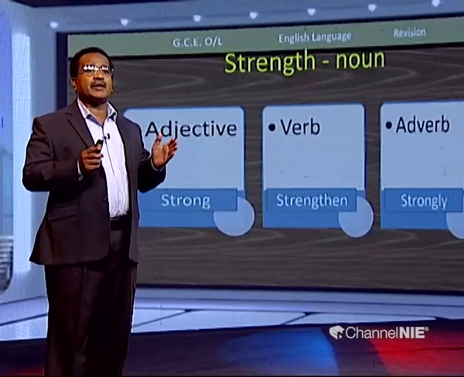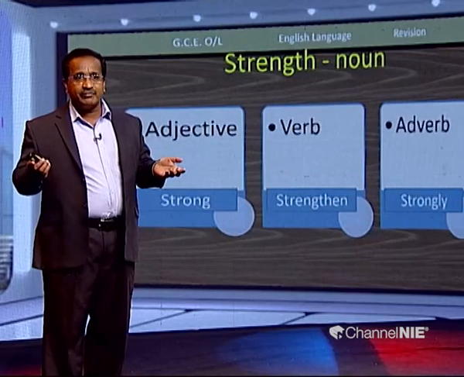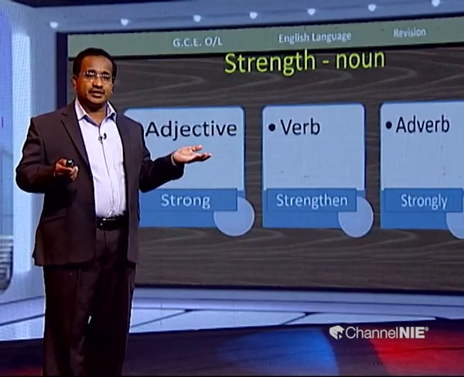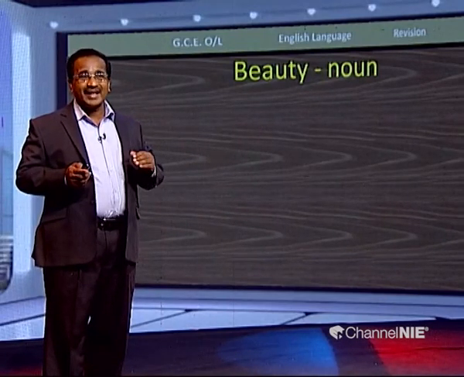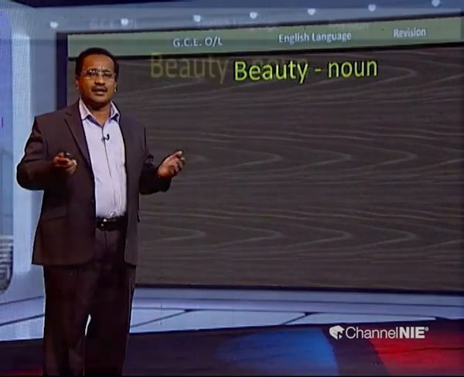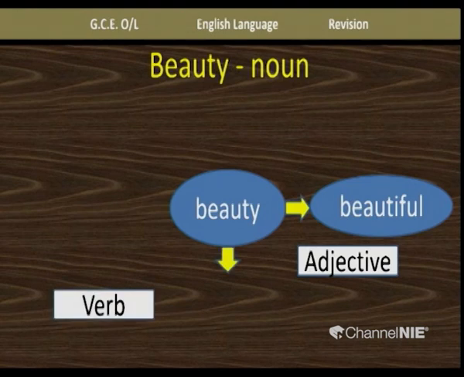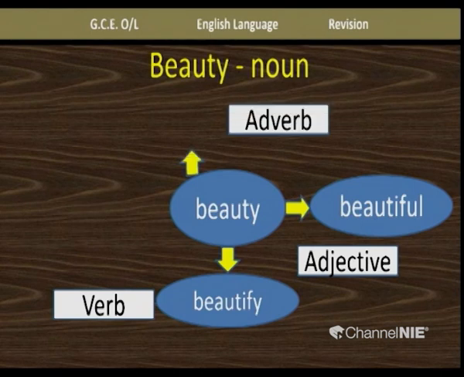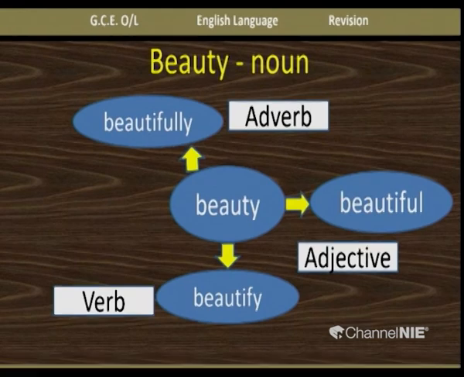So, the word strength can be converted into a noun, a verb, an adverb, an adjective. Have a look at this one. Beauty. Look at the beauty of that stroke. It is a noun. Everyone knows that it is a noun, but it can be converted into an adjective. Beautiful. Can we convert it into a verb? Of course, yes. Beautify. So, what about an adverb? She sang beautifully. Yes, it can be converted into an adverb as well.